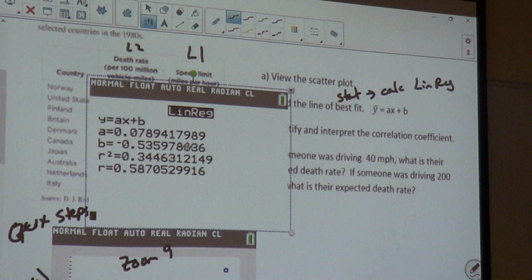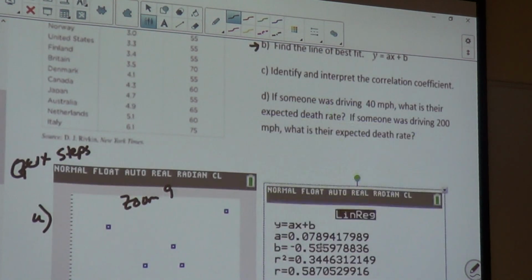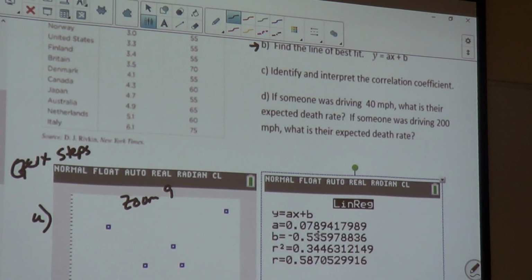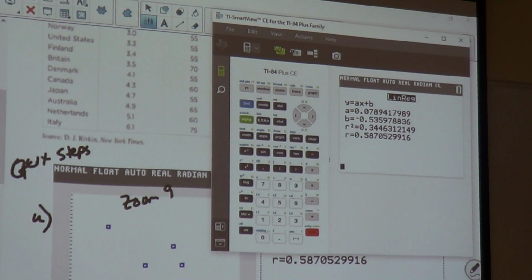Are we good? That first one that you type in, like L1 and L2, doesn't come up for me. Okay, you don't have an L1 and L2? I do. It's just when you put it in there, it's not.